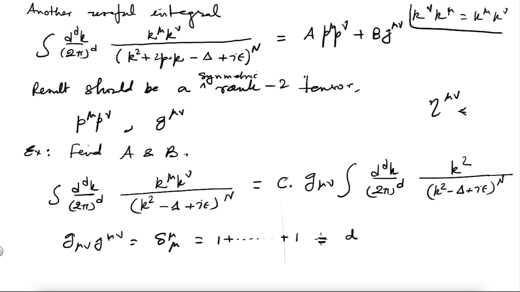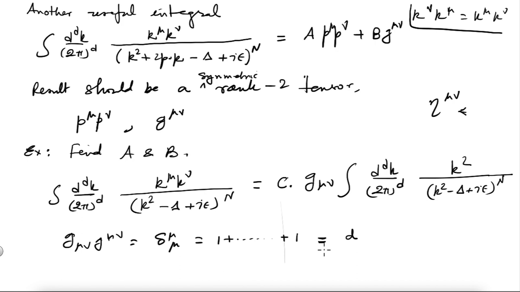I will not go into more detail about these issues of dimensional regularization, but it is consistent to define g mu nu to be d, and the other things related to when you have spinor fields, but that is not what is bothering us in this lecture. If you are interested, you should look at the book by John Collins on renormalization.